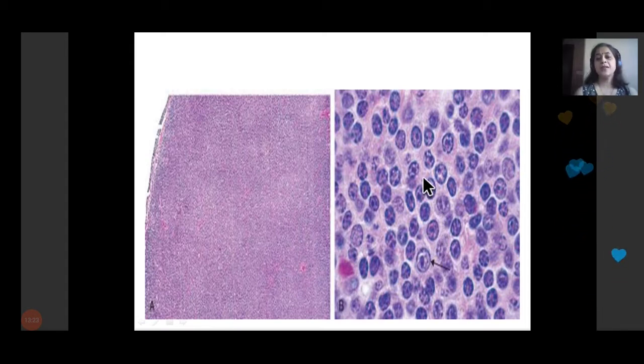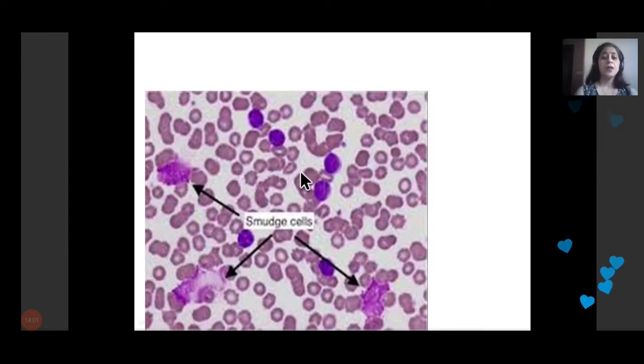And in the higher power, you can see that there are cells with a beautiful checkerboard appearance, the denser chromatin, the rarer areas, and a prominent nucleoli. These are prolymphocytes with prominent nucleoli and slightly larger than these cells which have got checkerboard appearance. So the presence of prolymphocytes, the clumpy lymphocytes, the atypical lymphocyte, and smudge cells in the peripheral smear, with and without anemia and thrombocytopenia, makes it chronic lymphocytic leukemia. Here it is SLL, small lymphocytic lymphoma.